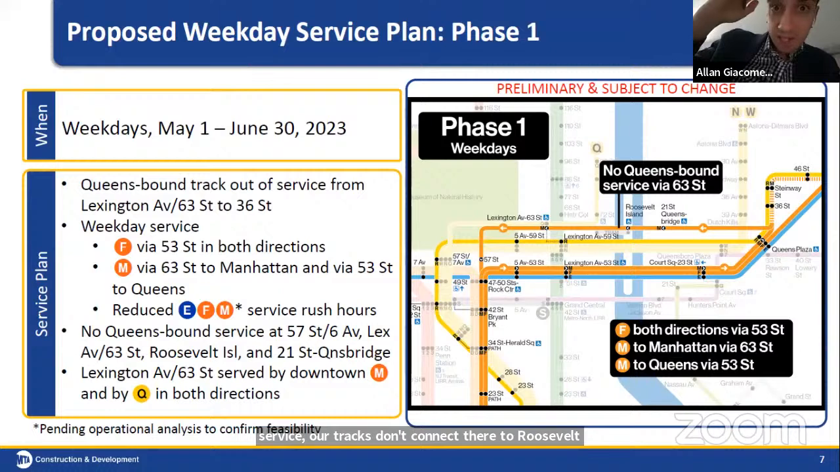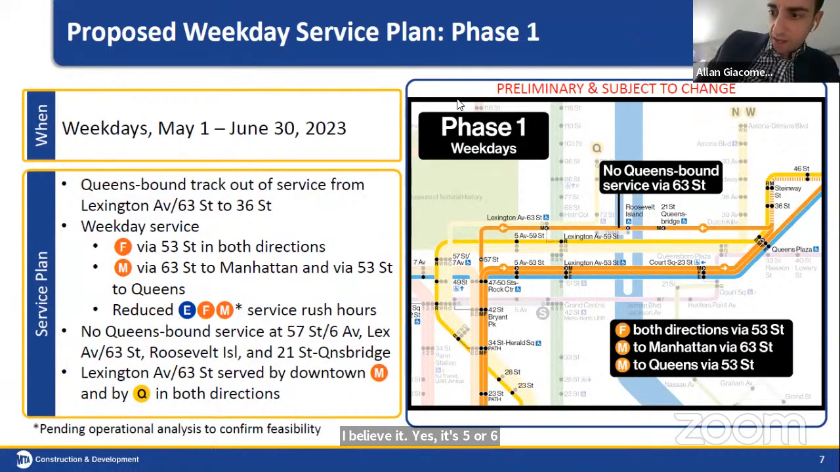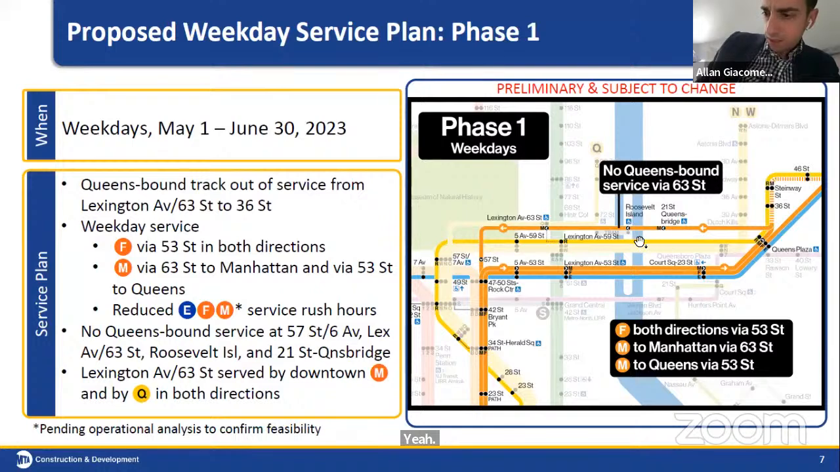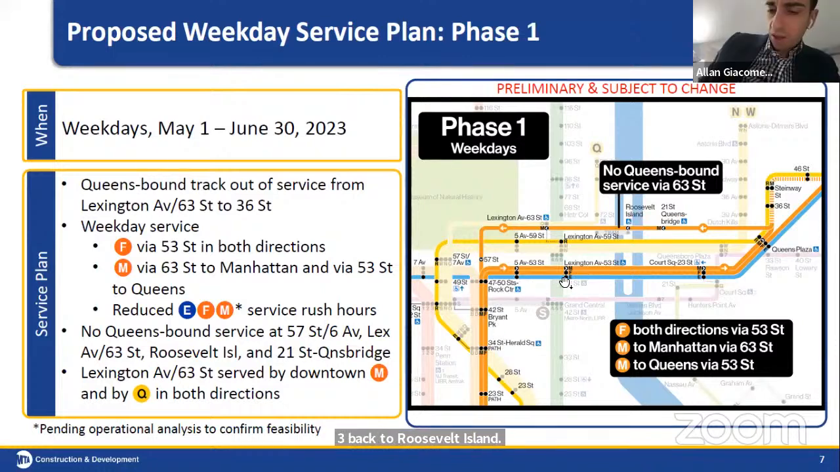So is that 6 stops to Steinway from Rockefeller? Count, I believe. I believe it's 5 or 6. And then once you get to Steinway, you're going 1, 2, 3 back to Roosevelt Island. Roosevelt Island would be the 3rd stop. Okay, so all in all, it's 6. It's 9 more stops versus the 3 from before.